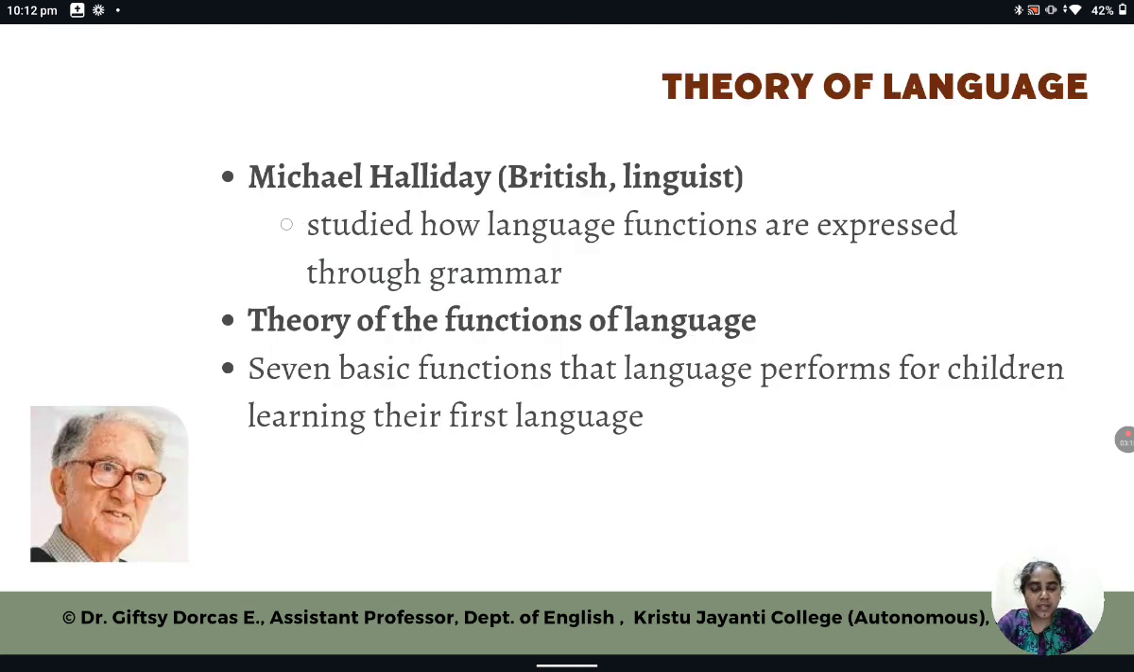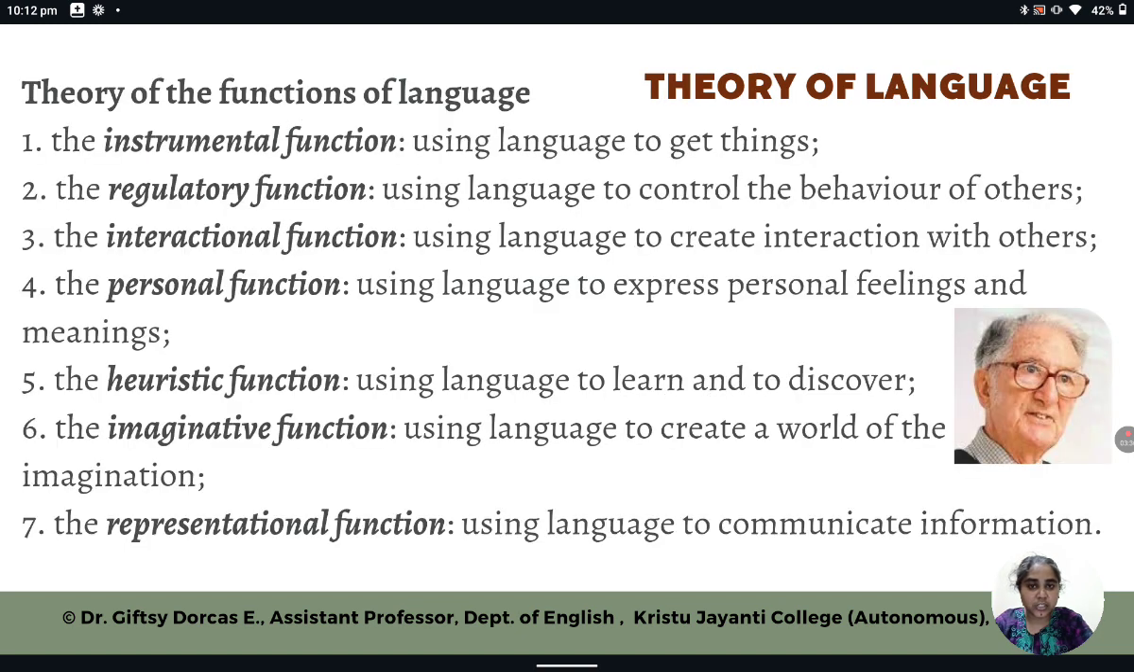Moving on, the theory of language was also propounded by Michael Halliday, a British linguist. He spoke about how we need to study how language functions are expressed through grammar. So he put forward the theory of functions of language, and according to him, there are 7 basic functions language performs for children, especially when they're learning it as a first language.